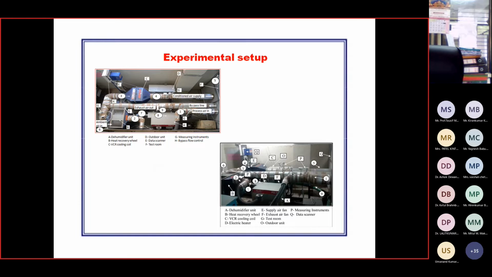So this will be the experimental setup. You find different components both in the top view as well as in the front view. Some bypass channel is to be provided wherever the dehumidifier is not in operation. At that time we may have to open the bypass manually. The rest of the cooling mechanism, data scanner, etc. are the things to be provided, as here in the photographic view.